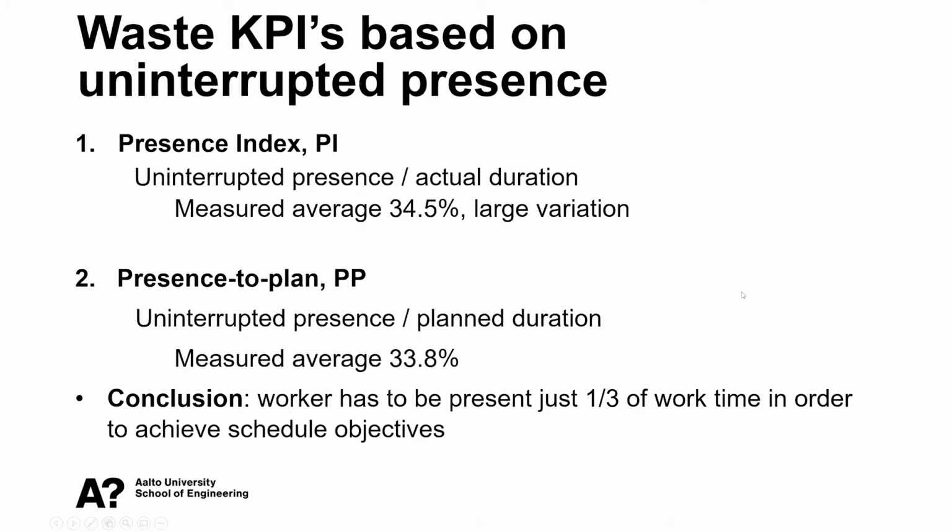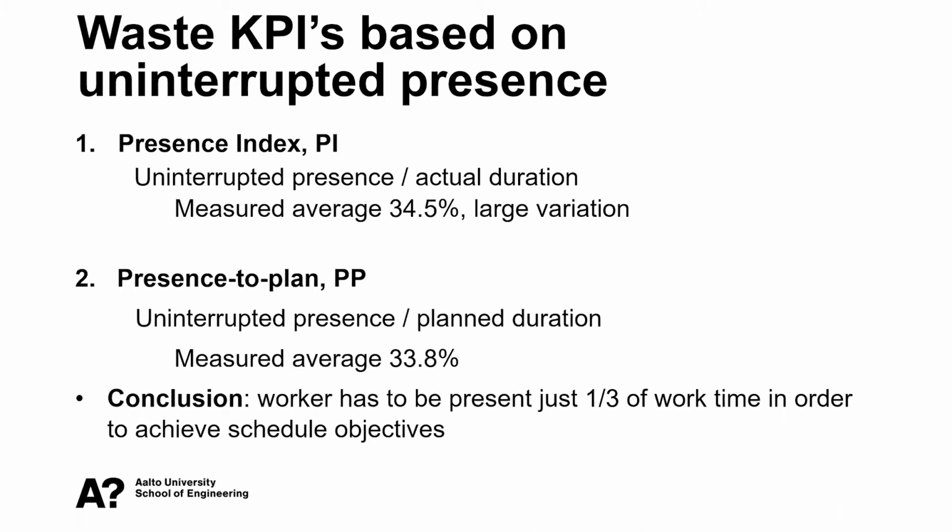And the KPIs based on this uninterrupted presence or presence index, which is the uninterrupted presence divided by actual duration. And we have measured on average 34.5% over several projects. So this kind of indicates how much of the actual time you need people to be present. Another is presence to plan, which is divided by planned duration, and the measured average has been 33.8%.